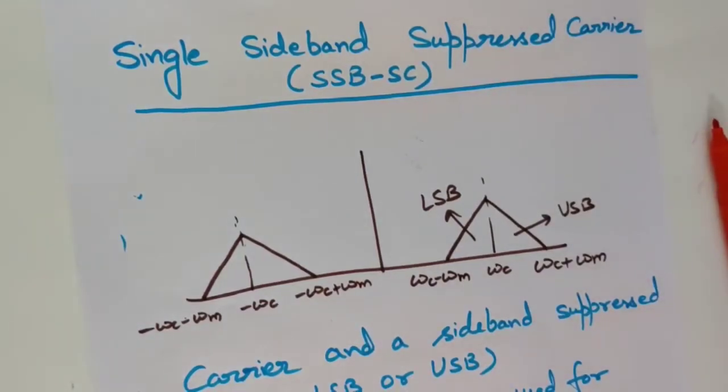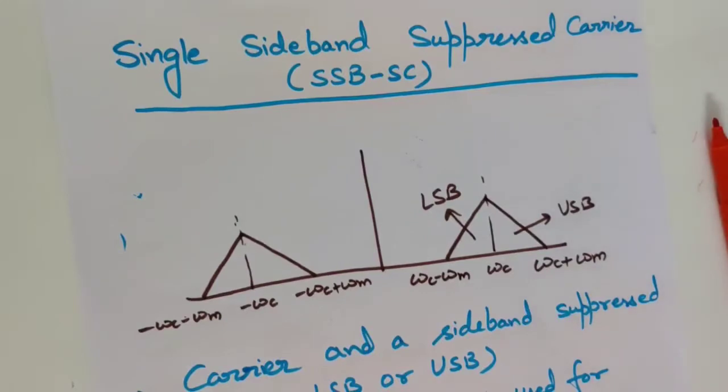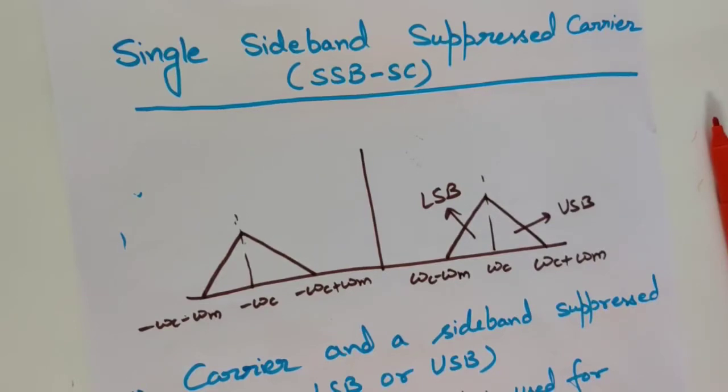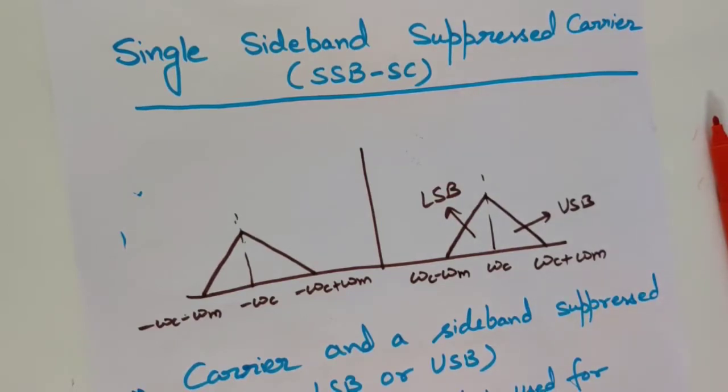Hello everyone. Today we will start single sideband suppressed carrier modulation, that is SSB-SC modulation. We studied amplitude modulation and double sideband suppressed carrier modulation in the previous class. We studied that the bandwidth required for amplitude modulation and double sideband suppressed carrier is 2 omega m, where omega m is the frequency of the message signal.